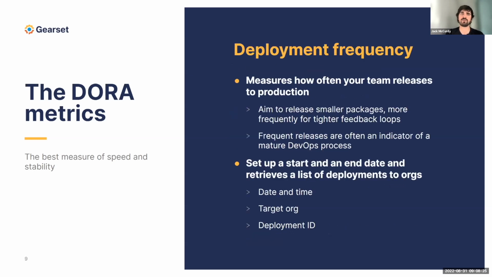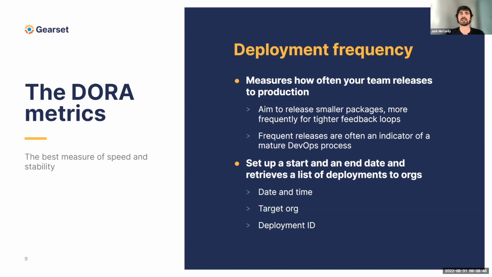So if we start there with deployment frequency, we're measuring how often your team releases to production. The aim of most teams is to release in smaller packages if they can, and that's going to provide tighter feedback loops and allow for user feedback to get back to the dev team quicker. Frequent releases are often an indicator of a high-performing DevOps team as well.